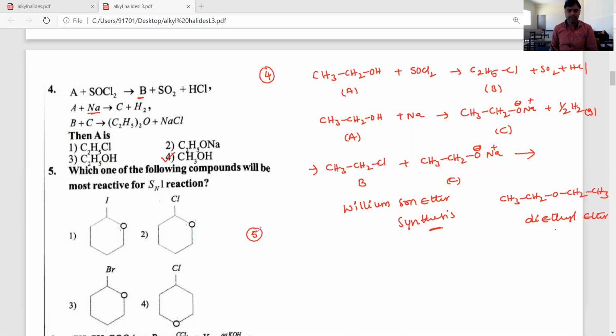Among the following, which is more reactive towards SN1 reaction? SN1 reaction reactivity is directly proportional to the stability of the carbocation.